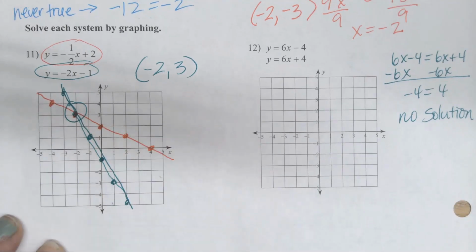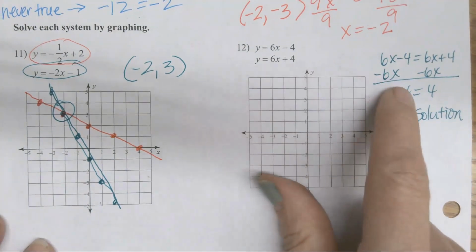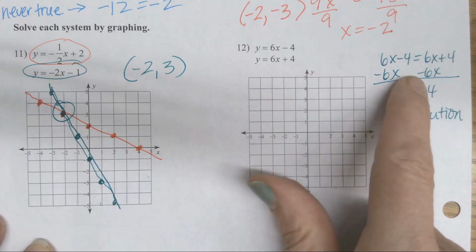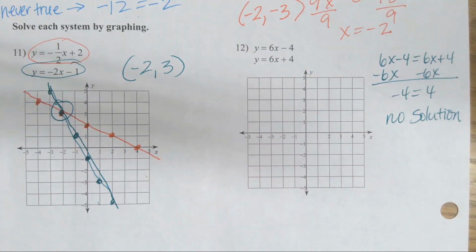How many people got that as an answer? Negative 2, 3. Okay. The next one I chose not to graph because I didn't like that steep slope, so I just set them equal to each other, and I ended up with a no solution. Did anybody get both of those correct?